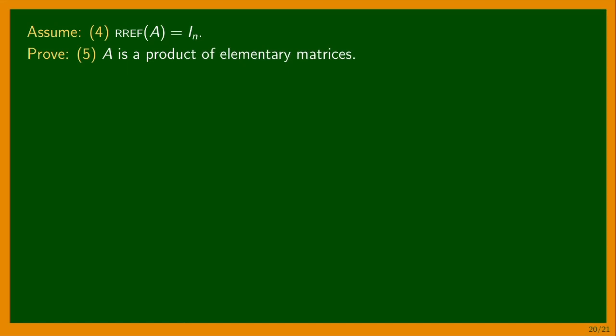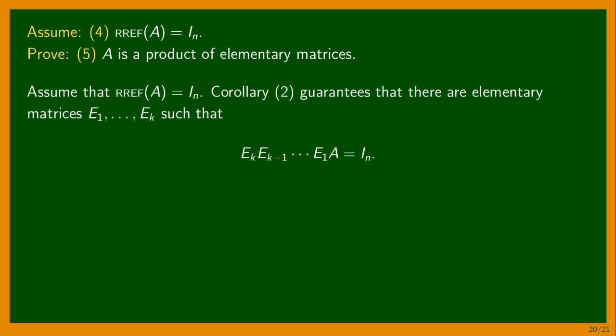Let's now turn to proving that statement 4 implies statement 5. Suppose that the RREF of A is the identity matrix. We're going to prove that A can be factored as a product of elementary matrices. So assume that the RREF of A is IN. How do we show that A is a product?